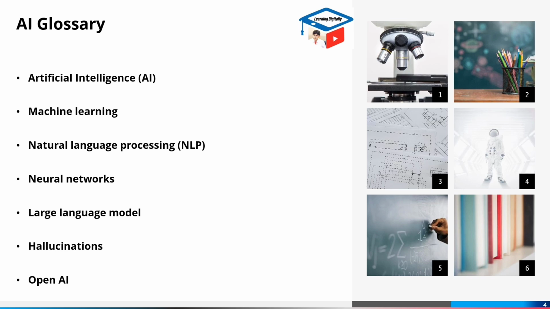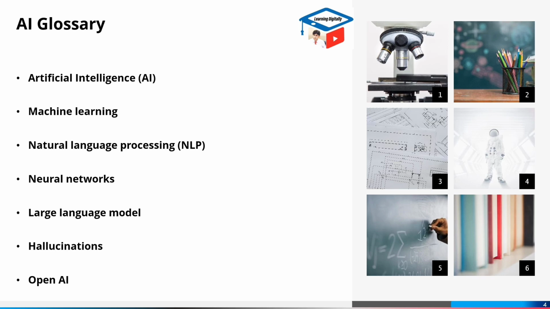Number 5, large language model. A large language model is a type of AI that is trained on a large amount of text data and can generate new text that is similar in style and tone to the original data. It is used in applications such as language translation, text summarization, and content creation. ChatGPT is an example of a large language model.